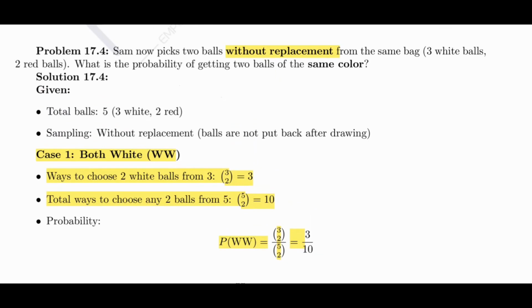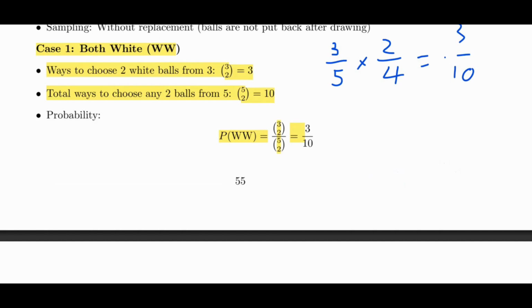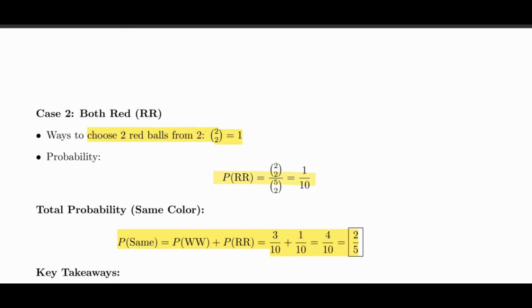Let's look at the case of 2 whites first. The first draw has probability 3 out of 5 for white. Because of non-replacement, 4 balls are left for the second draw, and 2 of them are white balls. So the second draw has probability 2 out of 4, that is 1/2 for white. To find the probability of both happening together, we multiply 3 over 5 times 1 over 2 equals 3 over 10. Similarly, the case of 2 reds. The chance is 2 over 5 times 1 over 4, which equals 1 over 10. By adding up, we get the probability of getting 2 balls of the same color without replacement is 2 over 5.